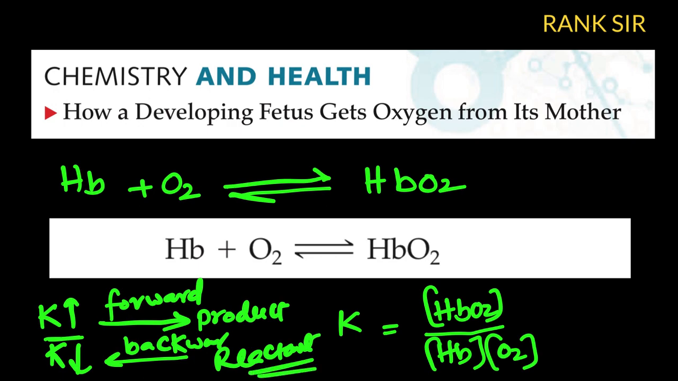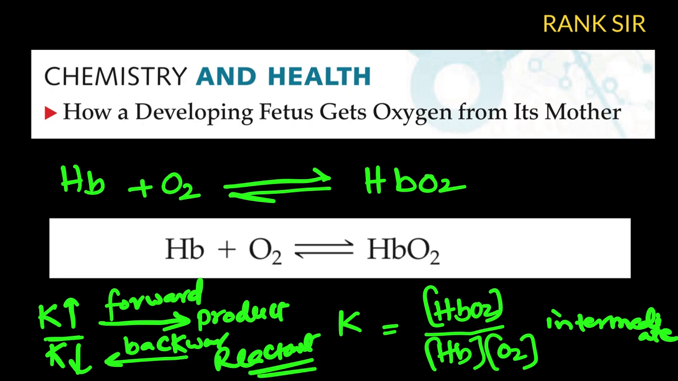So based on that, you can understand here the K value is intermediate, not very large. It is moderate. It means the forward reaction also takes place, and the backward reaction also takes place. It means reactant and product concentrations are in a comparable range.